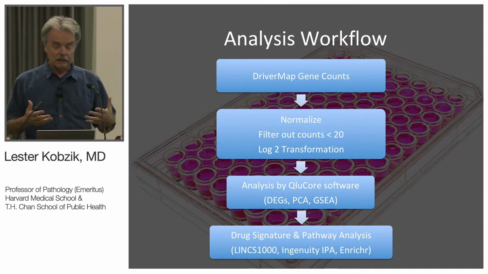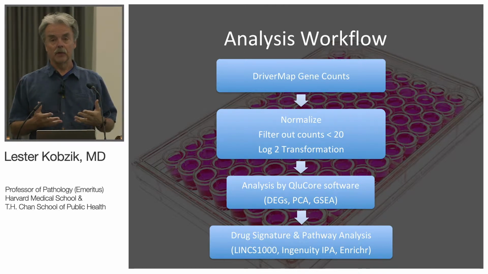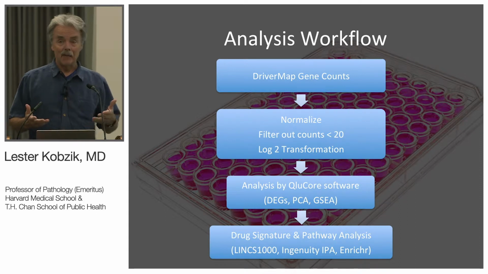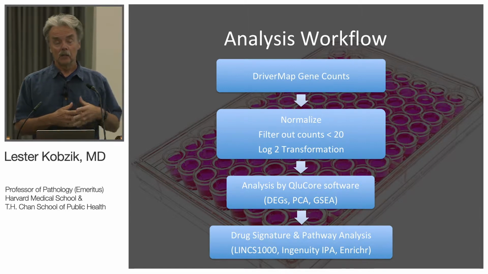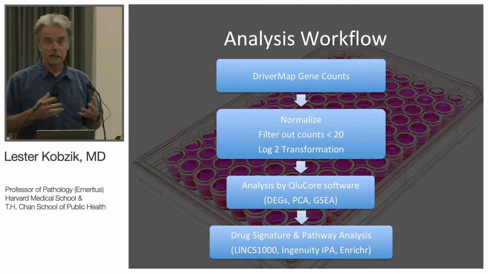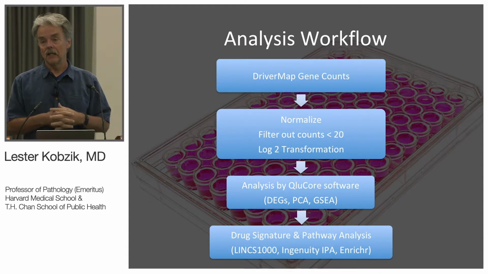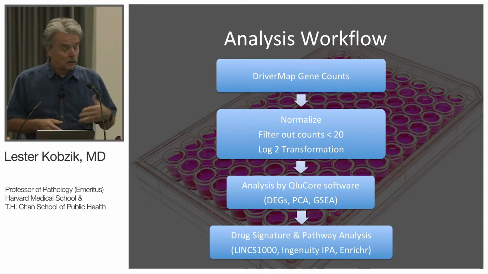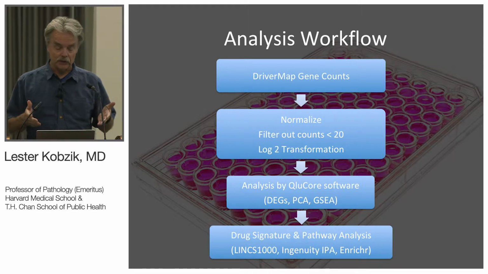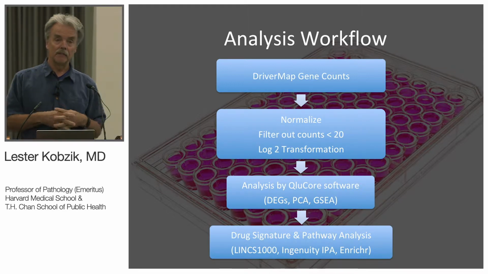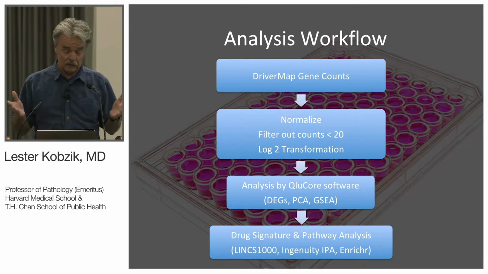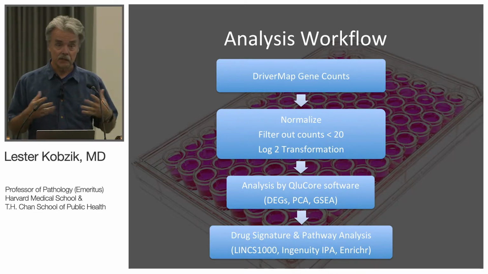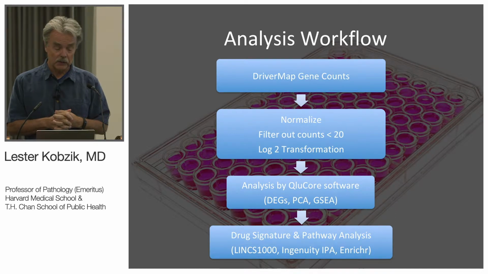For the transcriptome data, here's a summary of the analysis workflow that I used. From the DriverMap platform, what you get is basically a spreadsheet of genes in one column and the counts per sample, not unlike the final product of an RNA-Seq analysis. I normalized the data. I chose to filter out counts below 20. These are sort of the very low or unclear significance genes. Transformed it to log2, and this allowed me to use a third-party software, ClueCore, which I find to be terrific for analysis of gene expression data.